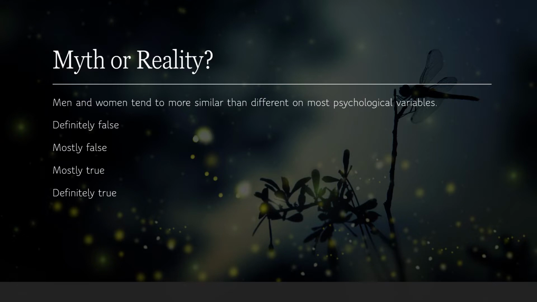How about this one? Men and women tend to be more similar than different on most psychological variables. What do you think? Is this definitely false, mostly true, or definitely true? We always hear about how different men and women are. At least I tend to recall hearing this often before coronavirus when I had many more conversations with people. But let's see, what does the research support? Well, it actually supports that men and women do tend to be more similar. This is mostly true. We're going to be learning about gender similarities and differences in this particular module.